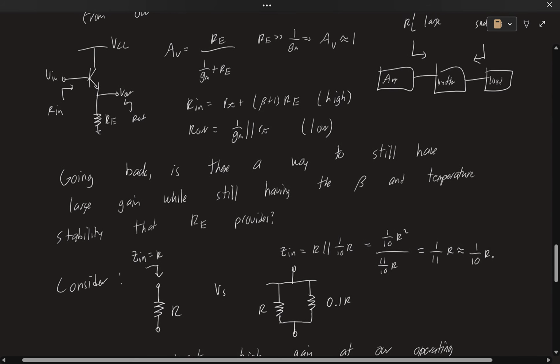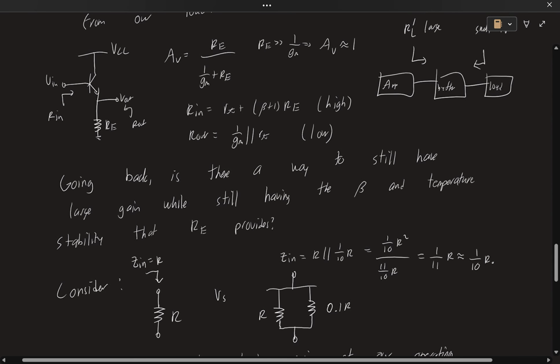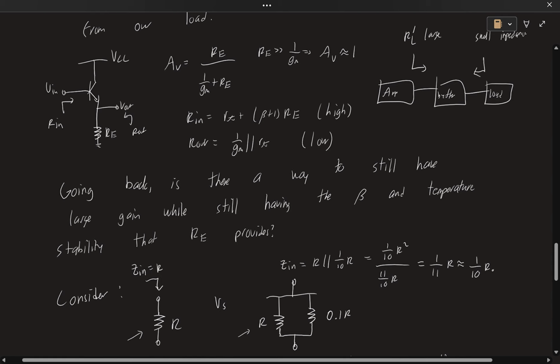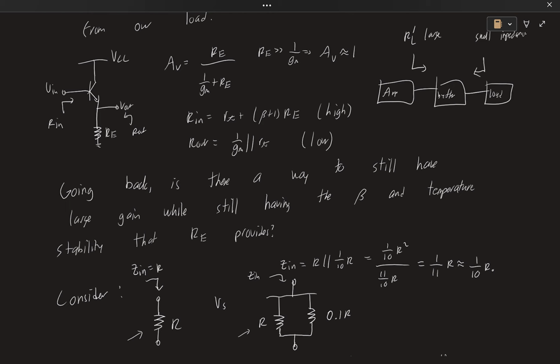So let's just consider a few things here. Let's consider we just have one resistor versus the same resistor in parallel with a resistor that's 1/10 its value. If you look at this input impedance here, you see that Zin is just R, right? And that should be very straightforward, I hope. And now if we do Zin over here, we see R parallel with 0.1 R, right? And we can do the math out and we get 1 over 11 R, which is very close to this lesser resistance, right?